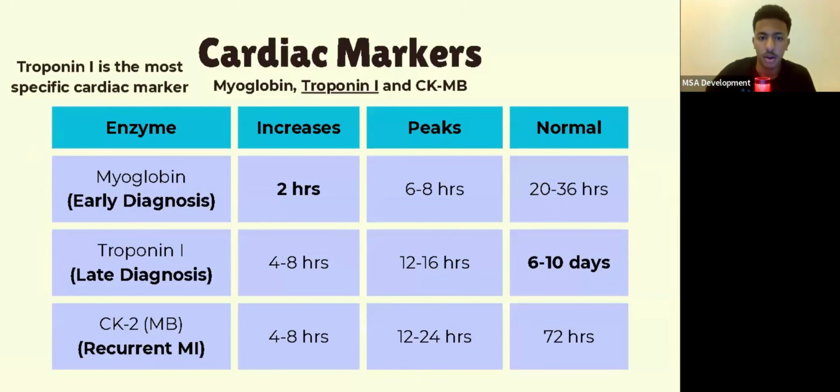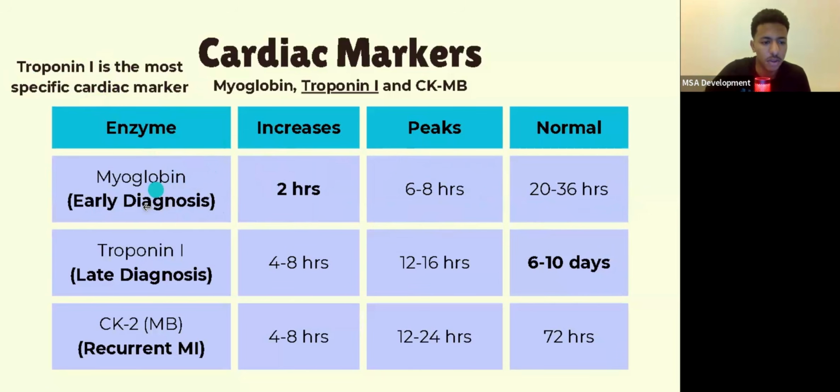Now let's talk about cardiac markers. Very, very high yield. For cardiac markers, you have three main cardiac markers which are used nowadays: myoglobin, troponin I, and CKMB. CKMB is also CK2. Now, troponin I is the most specific cardiac marker. This is a question, guaranteed. Most specific cardiac marker, troponin I. And let's talk about the values over here because they're gonna point us in the direction of when to use myoglobin, when to use troponin I, when to use CKMB.